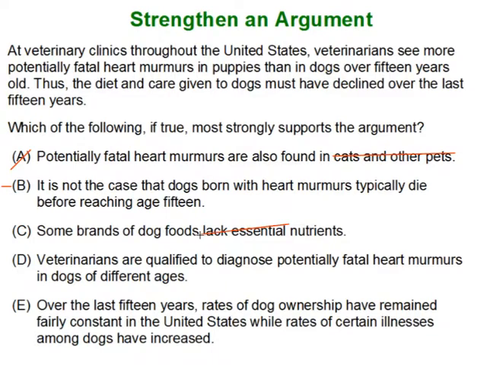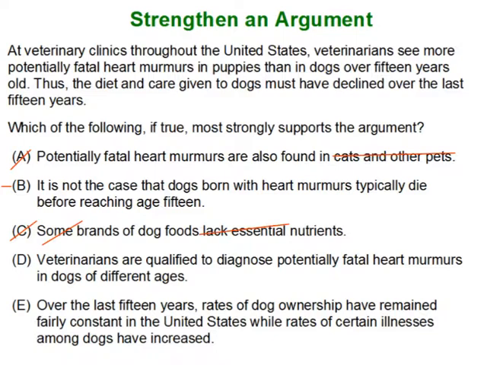Did they in the past? Has there actually been a decline? And how many brands? It only says some brands. So if that brand happens to have 1% of the market share, it would be very difficult for us to say that because that brand lacks essential nutrients, the diet and care given to dogs has declined. Appealing choice on the surface, but once we look a little bit deeper, easy to eliminate.